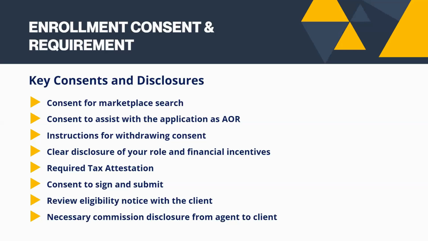Review eligibility notice with the client. You need to go in depth of that eligibility notice. We did do an eligibility notice training previously, so go on to Insureuniversity and jump into that. Make sure you know what that eligibility notice details entail. Go over any necessary commission disclosures from agent to client, and I will jump into that as well as we move forward.